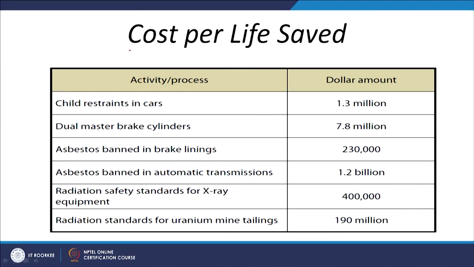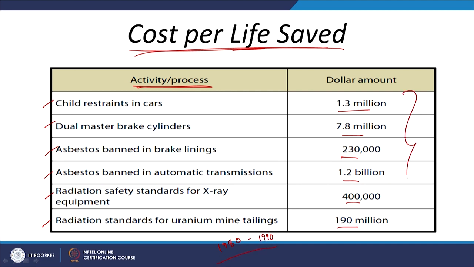So, how are decisions made? Let's say I look at different activities and calculate the cost per life saved in dollar amounts. I have various activities here, and various costs associated per life. I believe this data is from around the 1980s or 1990s. So if you look at these, which particular aspect do you think the decision maker would try to look at first?